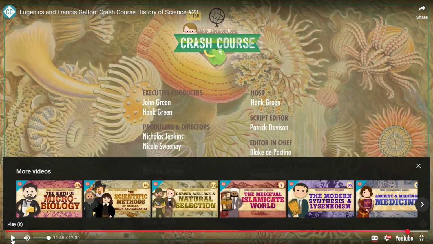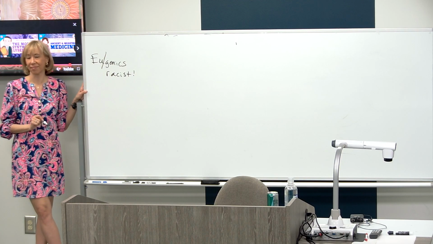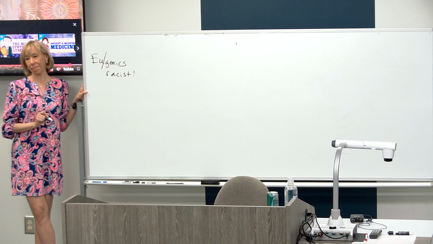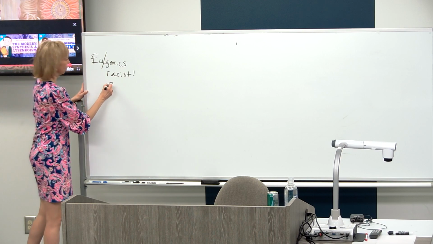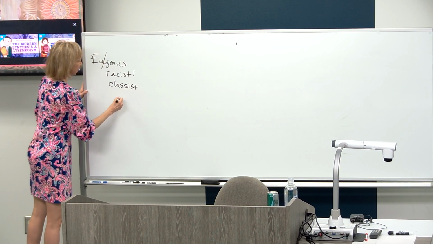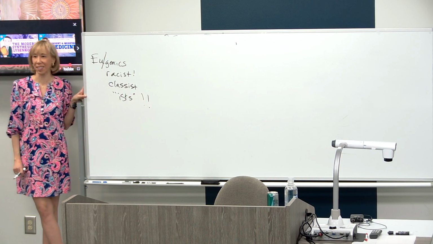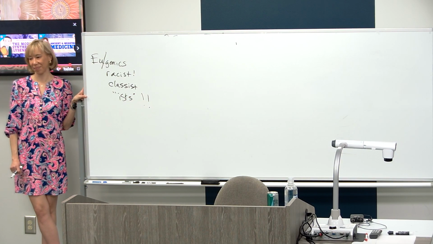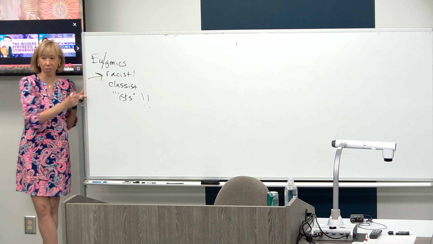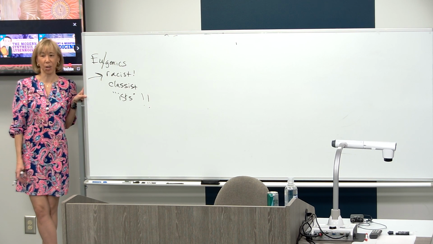Eugenics turned racist really fast, okay? And this U is supposed to stand for good, right? All right. Racist and classist. Lots of isms, right? Just say that. Other things. Did they mean to go here? We hope not.